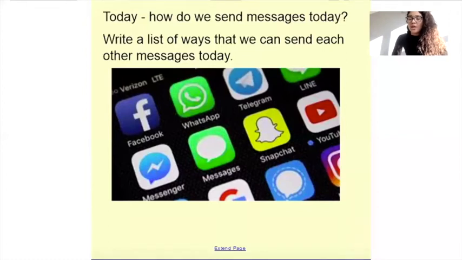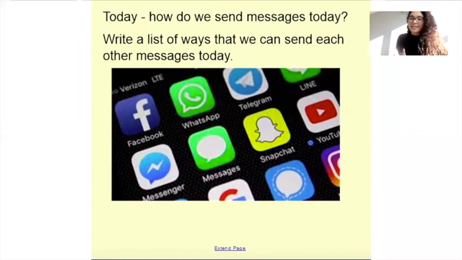So Facebook, you're able to share photos, videos, messages. With WhatsApp, you're able to do video calls, you're able to do voice calls, you're able to send messages and pictures and videos. Messages is when you're able, again, to send pictures, photos, and videos, and you're also able to send voice messages as well.